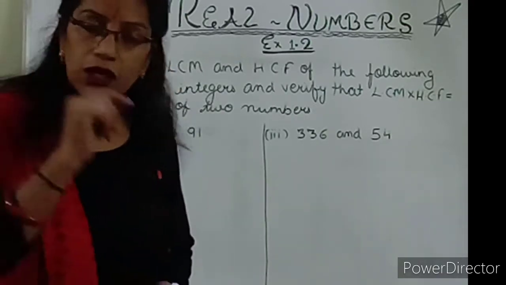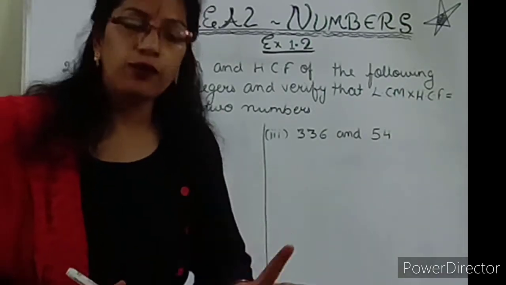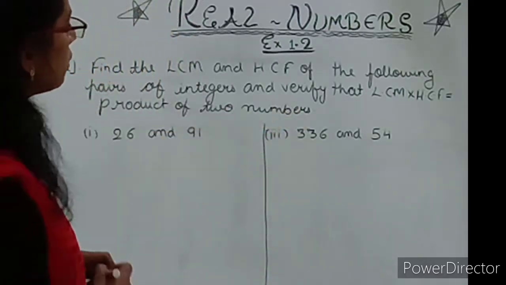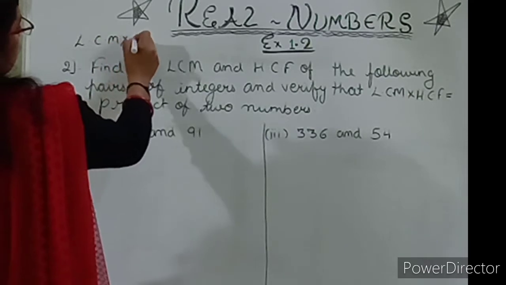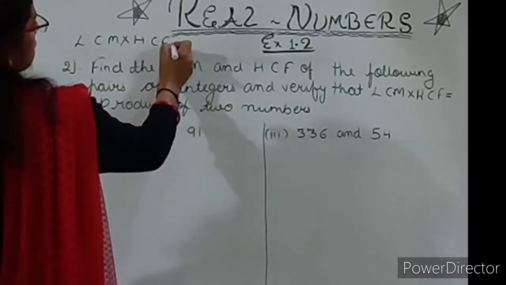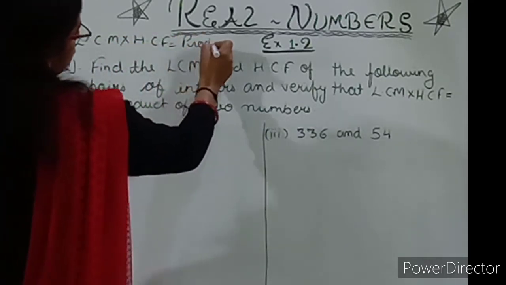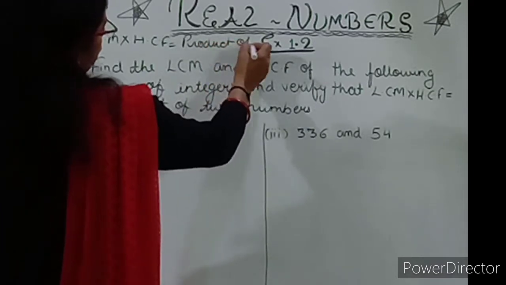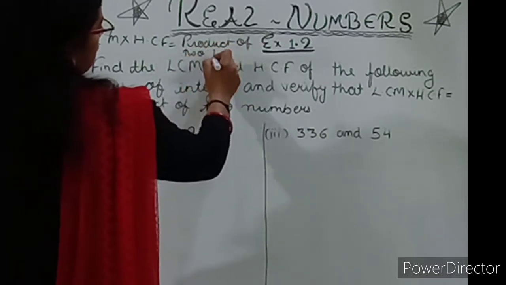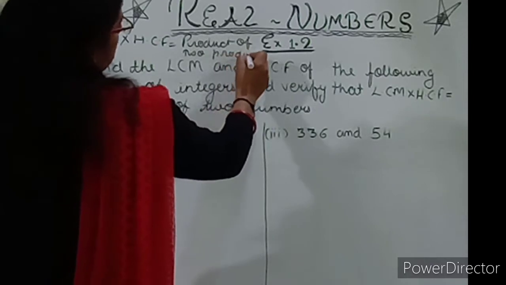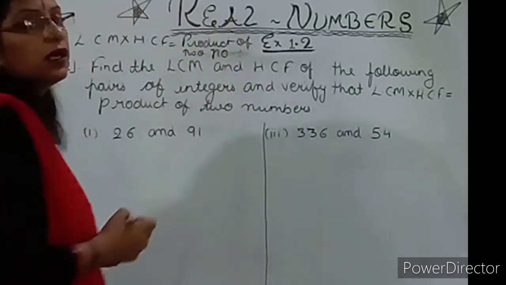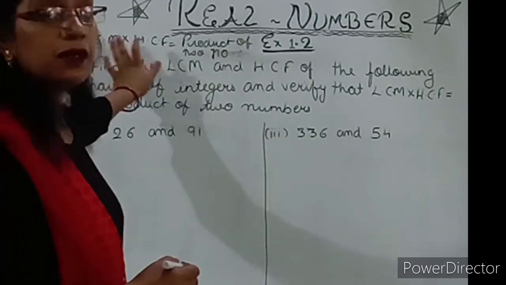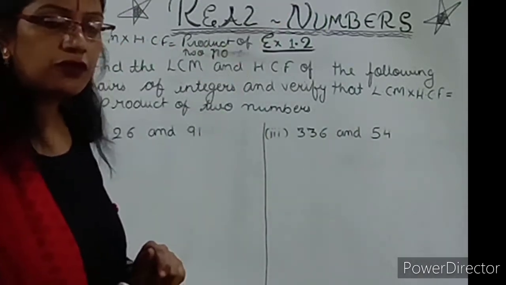Okay. So first I am telling you this is the formula in your book. What is the formula? LCM into HCF is equal to the product of two numbers. So which two numbers are given to us? This is the formula you have to write on your own. So learn this formula: LCM into HCF is equal to the product of two numbers.